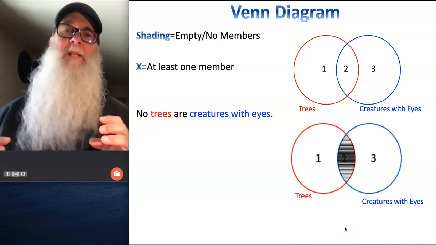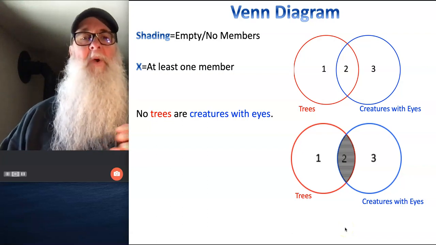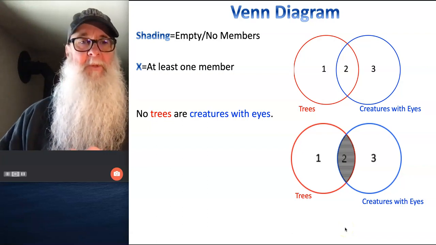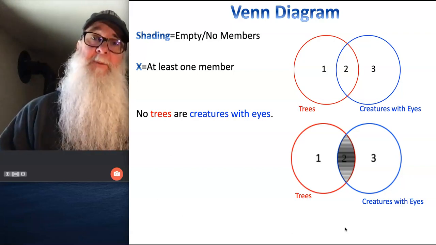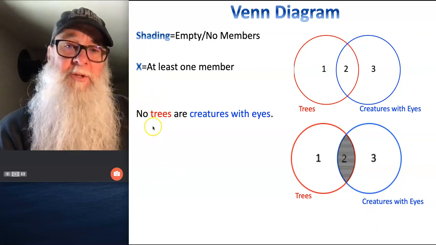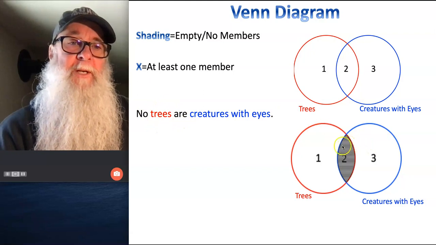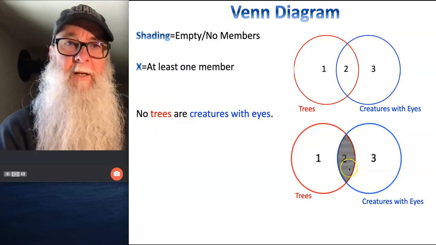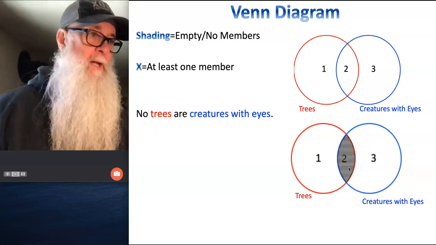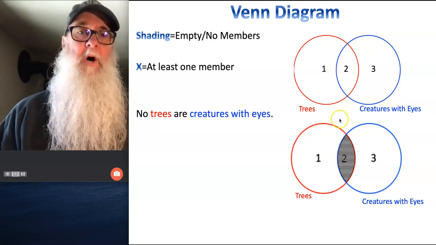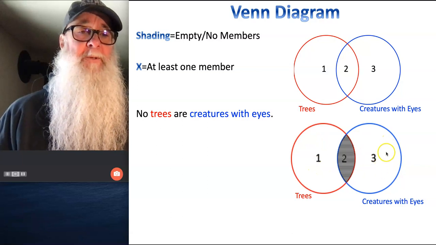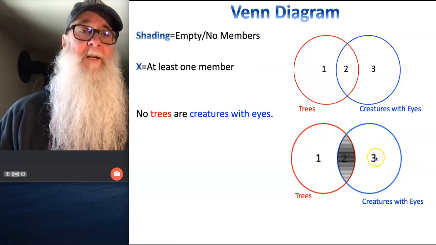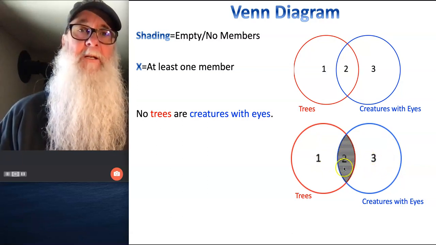Because area 2 is that area of our diagram where the categories share membership with each other. Anything in area 2 would be both a tree and a creature with eyes. So if it's true that no trees are creatures with eyes, there isn't anything in area 2. And so again, we turn out the lights because nothing's there. All the trees that exist are over here in area 1, and all the creatures with eyes that exist are over here in area 3, and there's nothing in common.